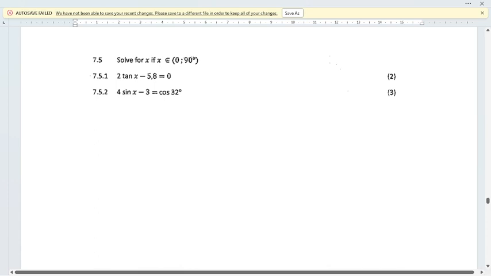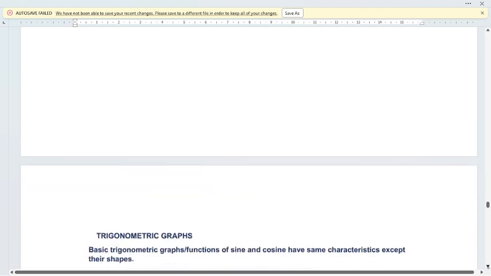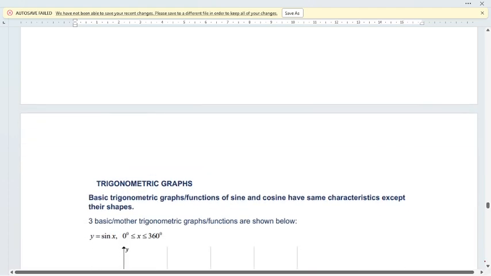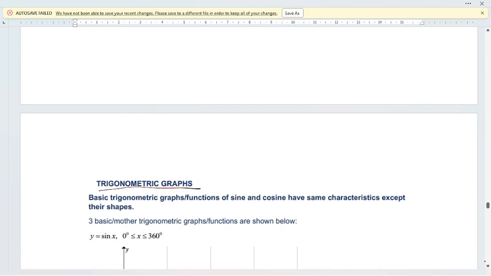Okay? From there we are left with what? Graphs. So tomorrow we'll start from the graphs again and then continue from there.